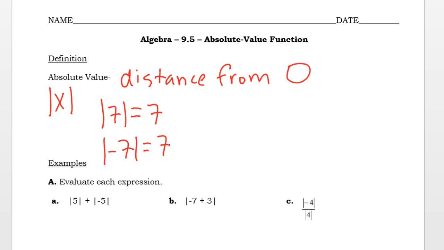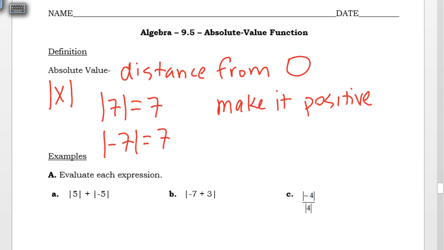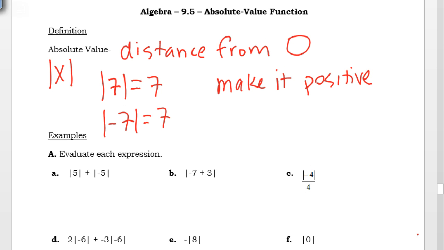So, basically, whatever value is in our absolute value bars, we just make it positive. Now we do want to use our order of operations to evaluate all the expressions inside the bars before we change the answers to positive. We don't want to just get rid of all the negative symbols. So let's do a couple of examples so I can hopefully clear up what I mean.